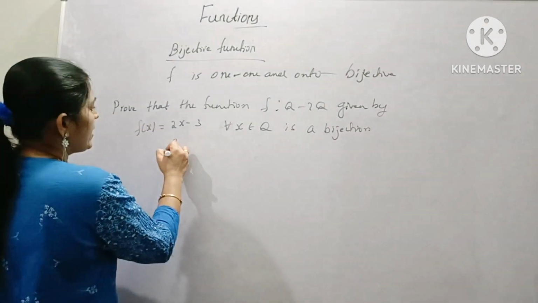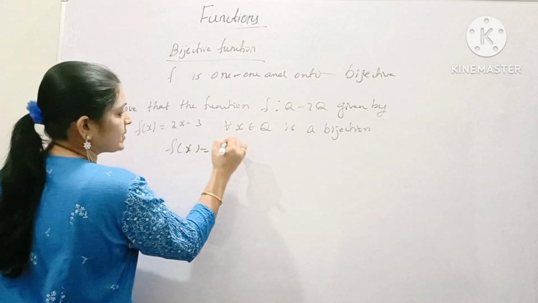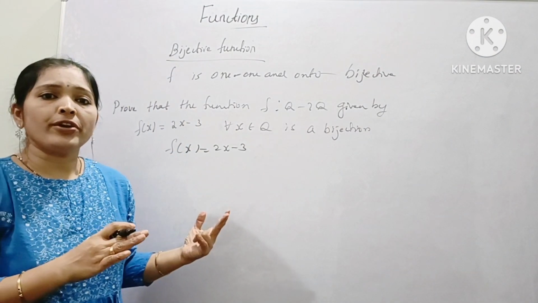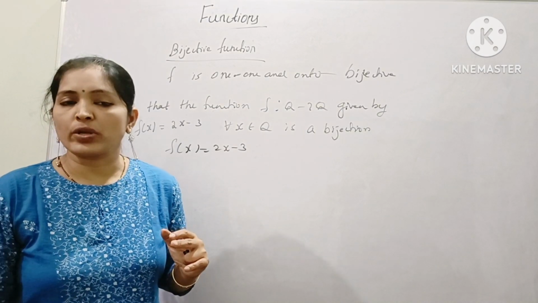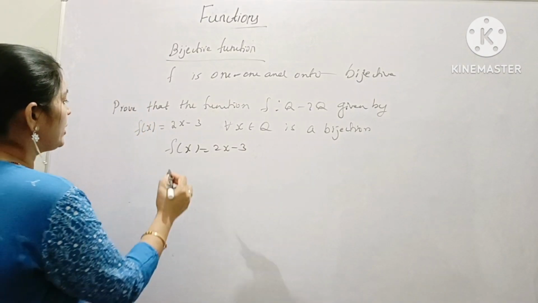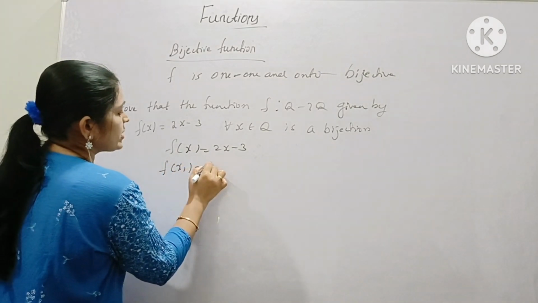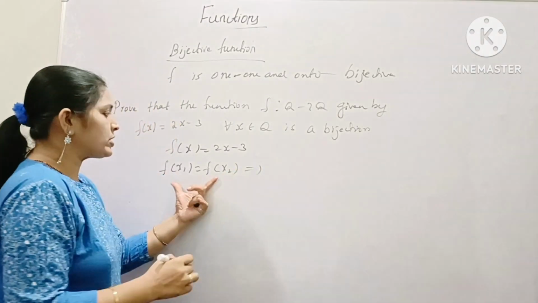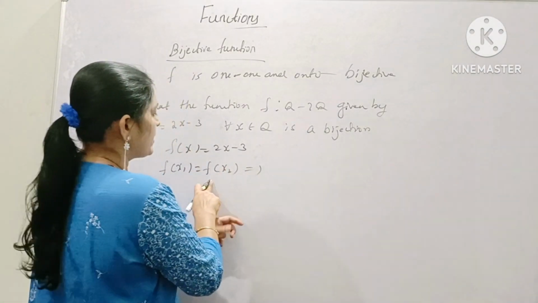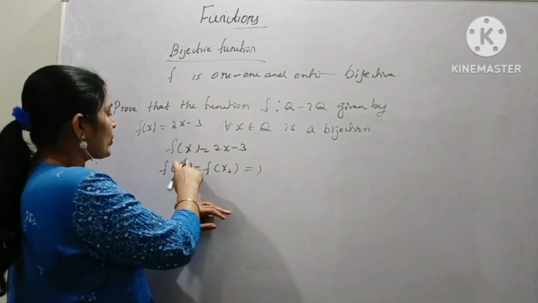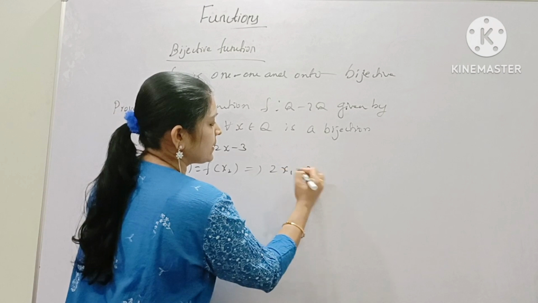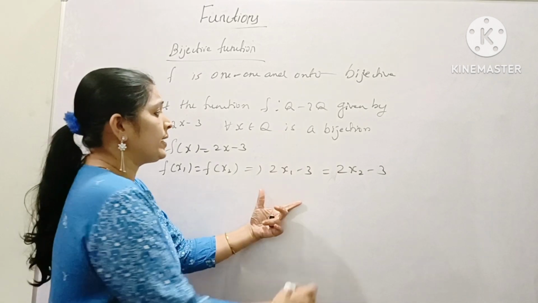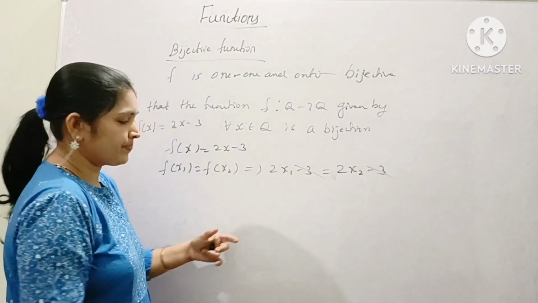See, the given function is f of x is equal to 2x minus 3. What is the method to prove 1-1? If f of x1 is equal to f of x2, that implies x1 is equal to x2. So here first we will take f of x1 is equal to f of x2. What we have to prove? x1 is equal to x2. f of x1 is equal to f of x2 implies, see here, f of x is 2x minus 3, so f of x1 is 2x1 minus 3, that is equal to 2x2 minus 3. Here minus 3 cancelled.